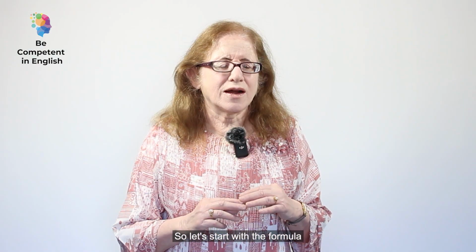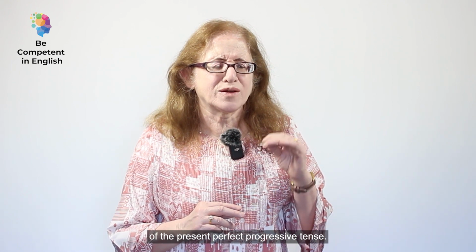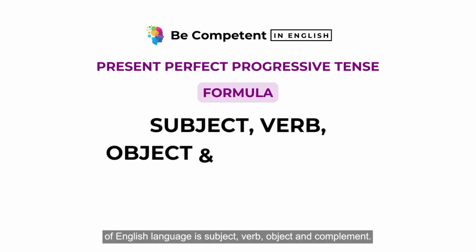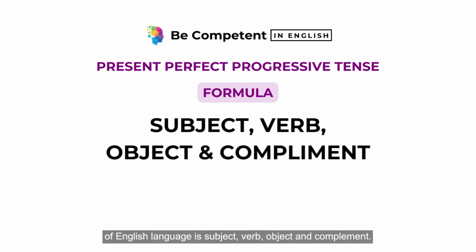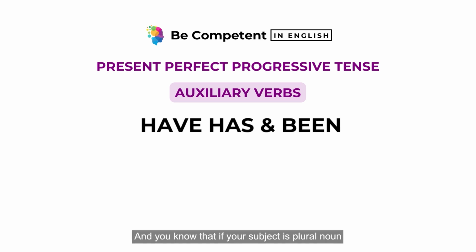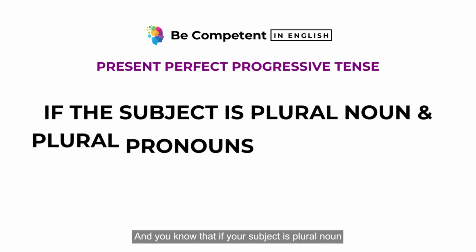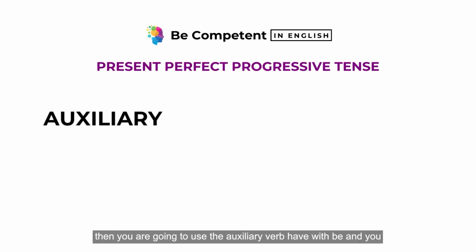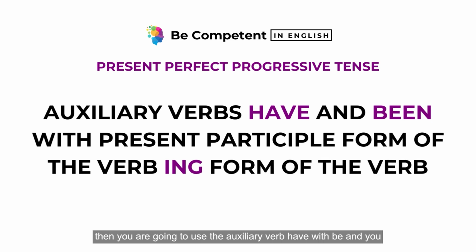Okay, fine. So let's start with the formula of the present perfect progressive tense first. In this tense, as you know, the structure of English language is subject, verb, object and complement. Okay. So in this tense, we are going to use the auxiliary verbs have, has and been. And you know that if your subject is a plural noun or plural pronoun, you, we, I and they, then you are going to use the auxiliary verb have with been, and you are going to use the present participle form of the verb, that is the ing form of the verb.